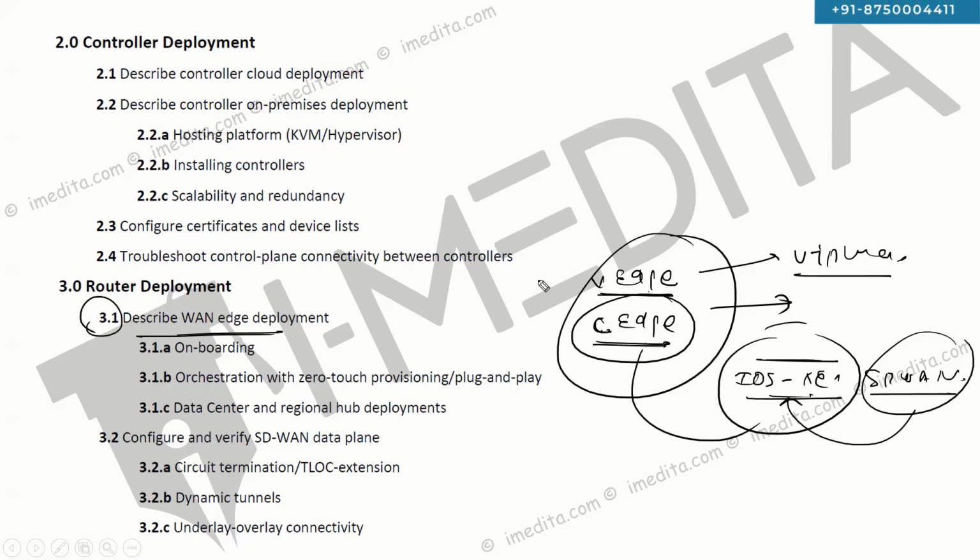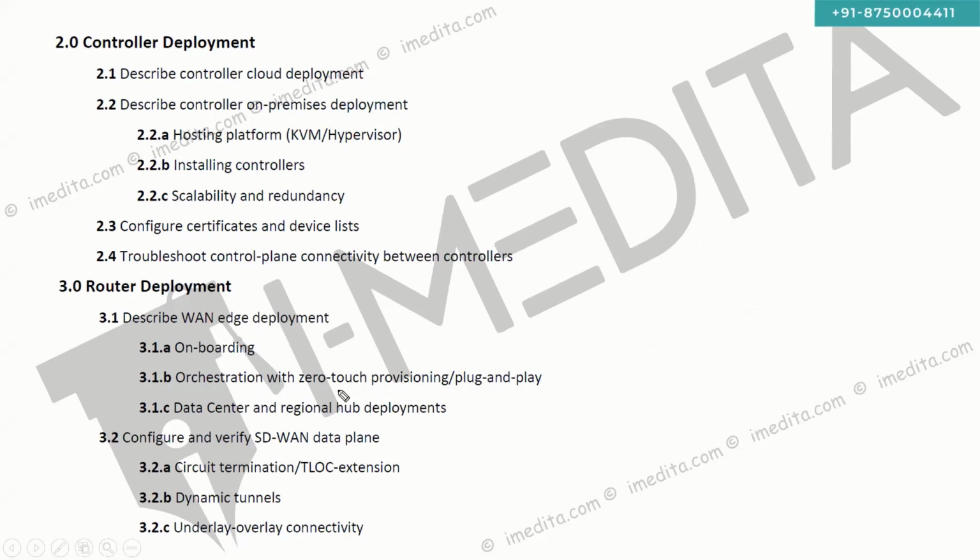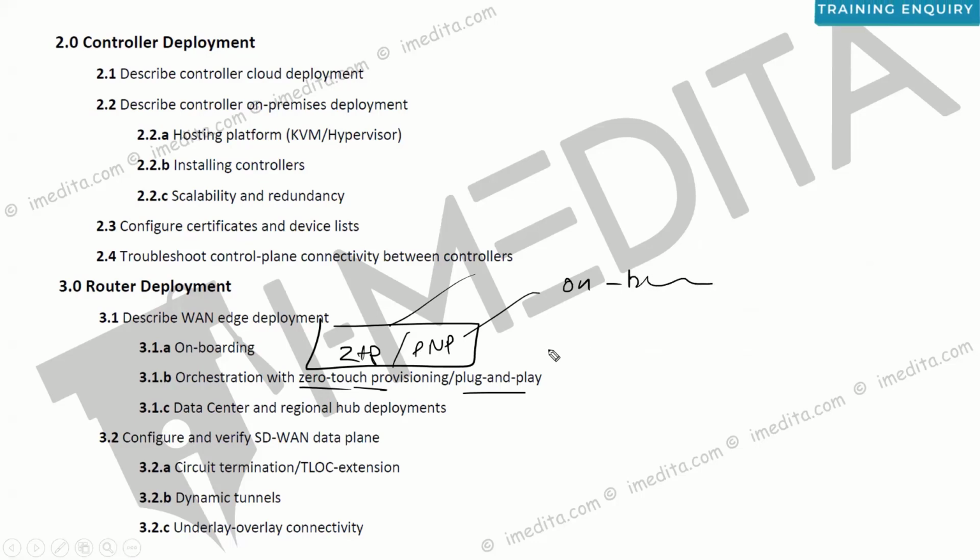We'll talk about how the deployment of the vEdge router is different from the deployment of the cEdge router. The way we deploy the vEdge router is completely different from the way we deploy the cEdge router. So we will talk about the deployment of both of the WAN edge routers. And we will also talk about this process called ZTP, zero touch provisioning, also referred to as PnP or plug and play. This process allows you to onboard a vEdge router or a cEdge router in an automated fashion.